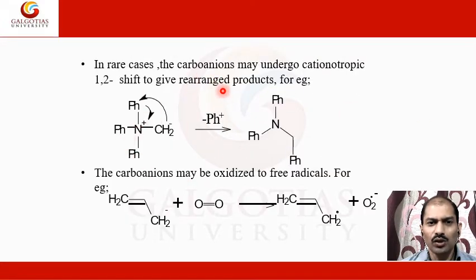In the case of the carbanion, it may undergo a anionotropic 1,2 shift to give a rearranged product. So here you can see how the 1,2 shift is taking place. You can see this group is shifting over here. And this carbon is getting over here.